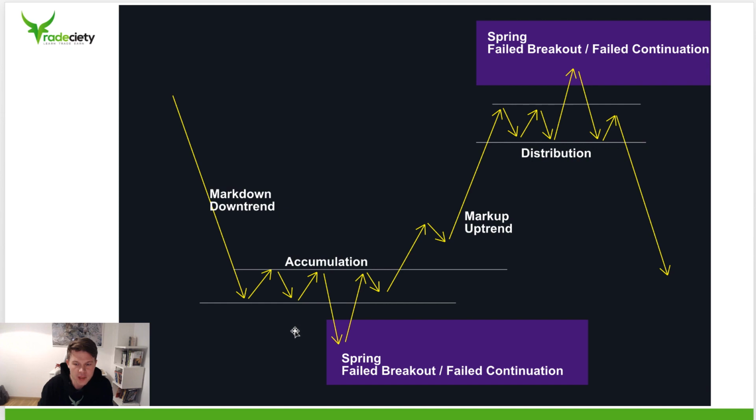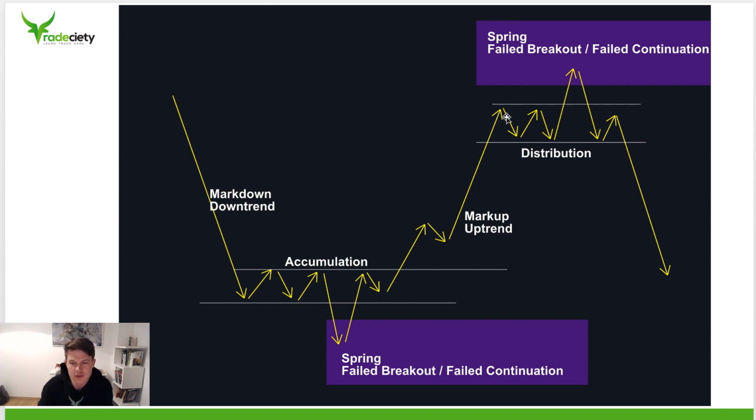And then it is often the case that once the spring pattern has formed and once you have seen that the continuation has failed, a breakout to the upside then follows. And once the market breaks out of the accumulation phase, then a new trend will start. It's called a markup or an uptrend, whatever you want to call it. And then the same thing repeats itself. You can see the market would have rallied higher. Obviously, this is just a drawing, but you will see in the live charts that it's the same.